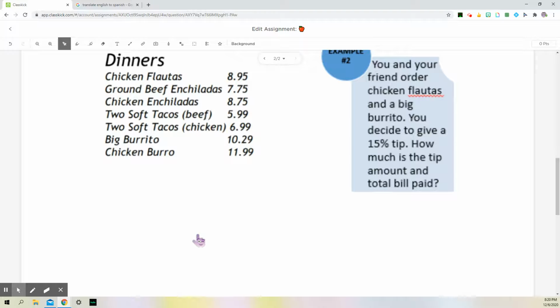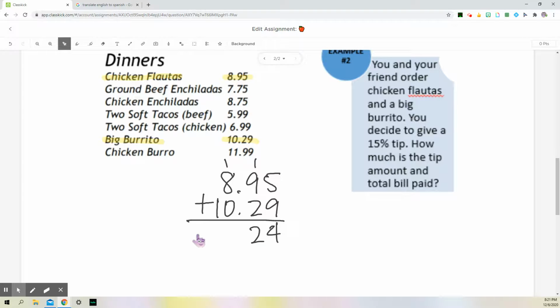Well, the first thing we have to do is figure out how much are the chicken flautas. That's $8.95 here. Let me write that down here. $8.95 plus we have a big burrito. Okay, so the big burrito is $10.29. When we add these up, we must line up the decimals. Extremely important to line up the decimals. So my friend and I have now ordered $19.24 worth of food, and we like the service and we want to give a 15% tip.